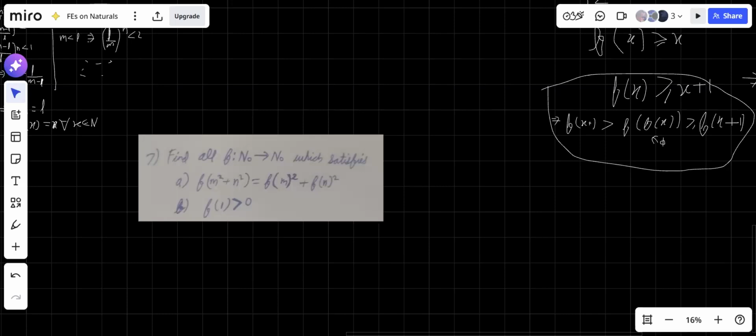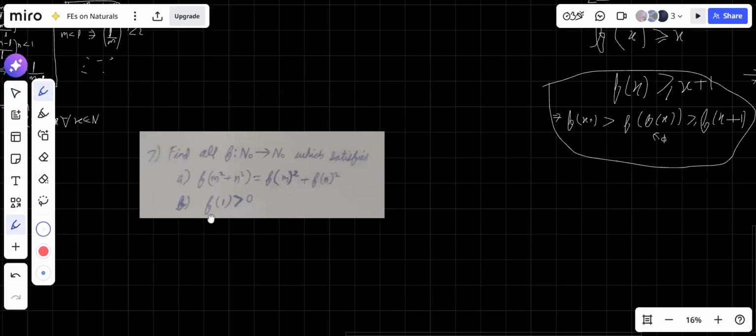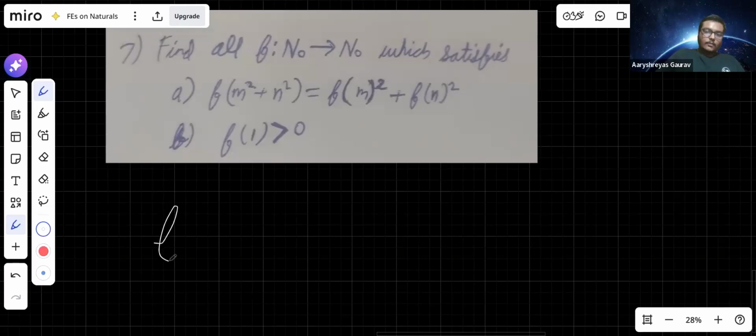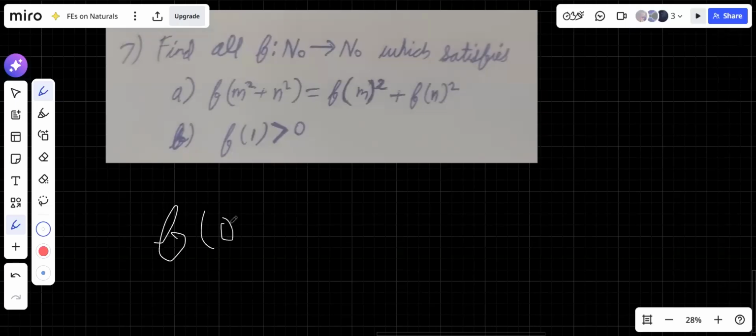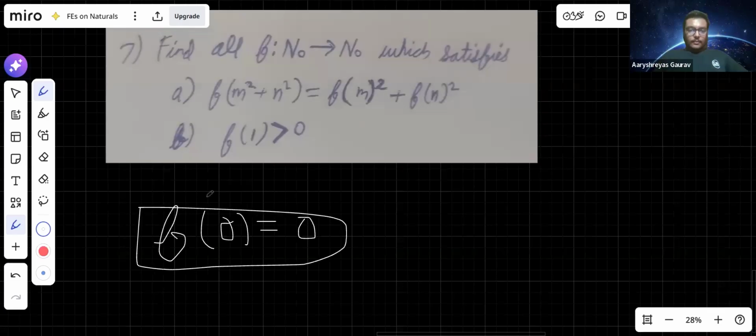Put m equal to n equal to 0. Can you put m equal to n equal to 0? Okay, so then we get f(0) is 0. Yeah, we will get f(0) is zero. Any more ideas?